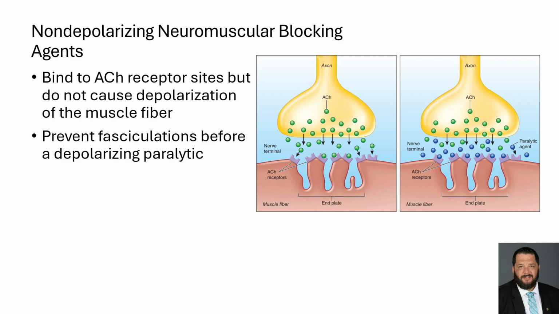The non-depolarizing neuromuscular blocking agent binds to the ACH receptor sites, but doesn't cause depolarization of the muscle fiber. So for these medications, you don't get the fasciculations that are seen in succinylcholine. And as mentioned earlier, the two most common are vecuronium and rocuronium.